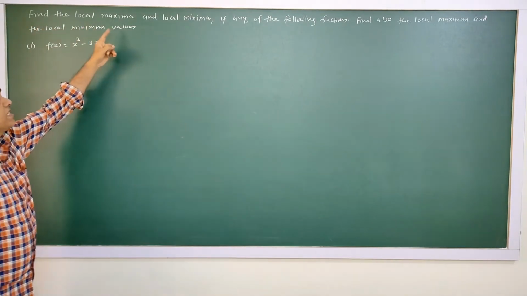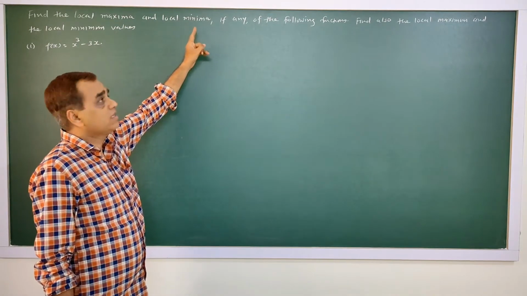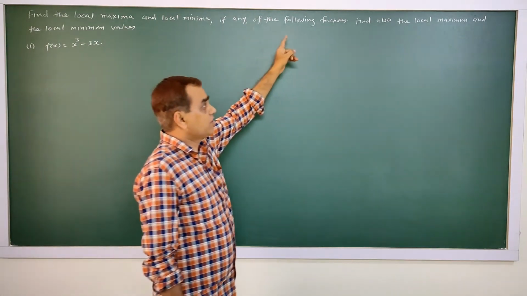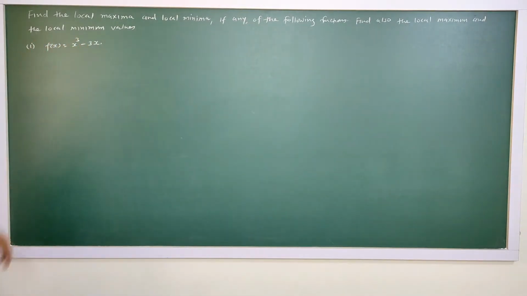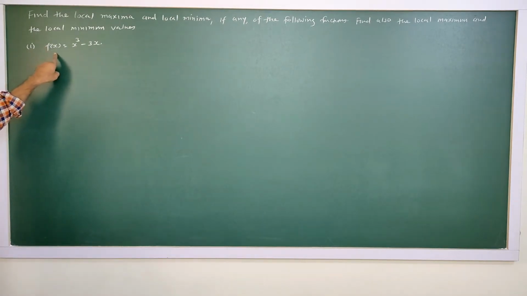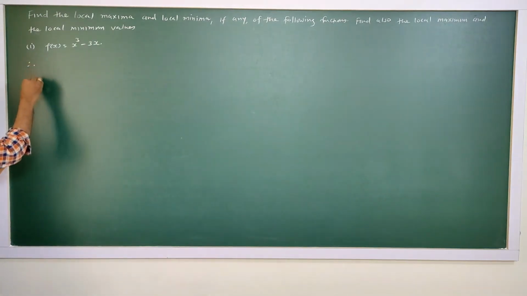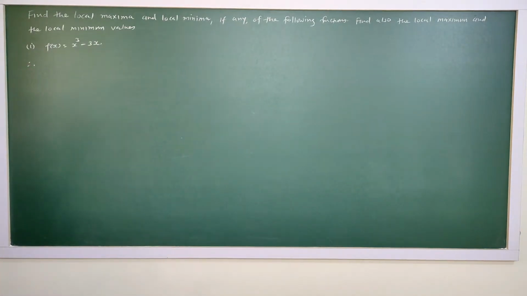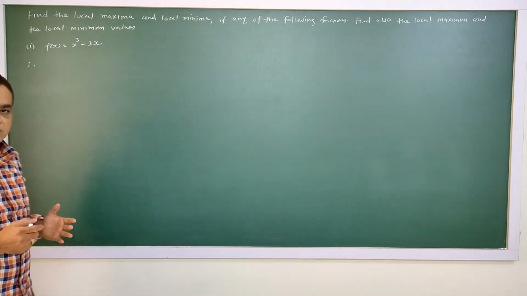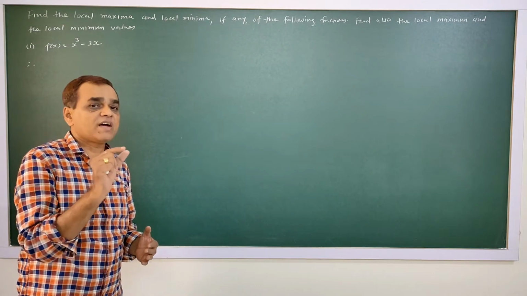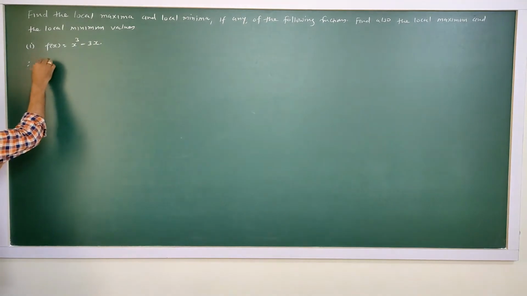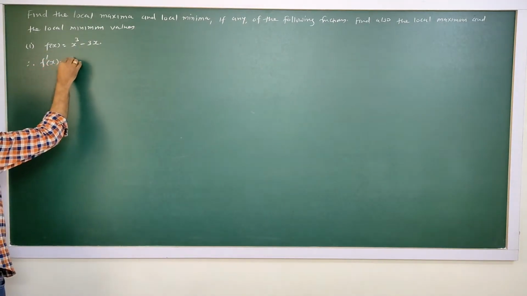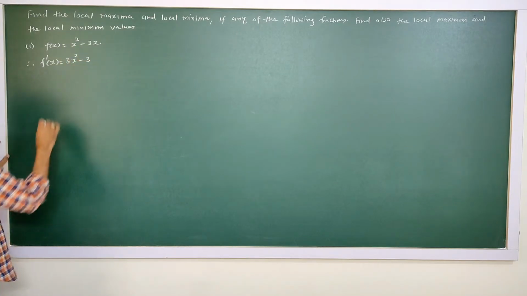Find the local maxima and local minima, if any, of the following functions. Find also the local maximum and the local minimum values. So here f(x) is x³ − 3x. First of all, we find critical points, for which we have to solve the equation f'(x) = 0. So first we find f'(x). f'(x) is 3x² − 3.